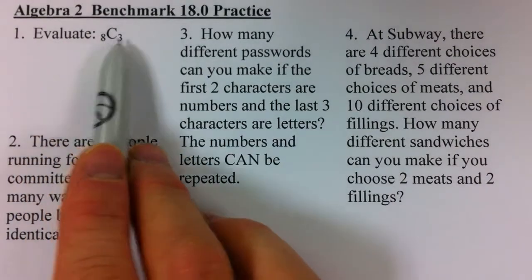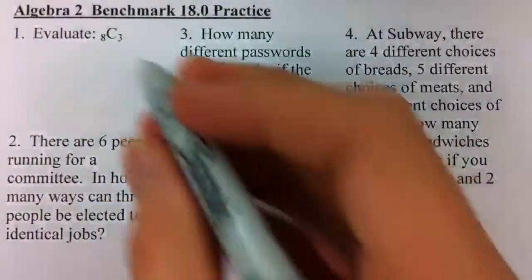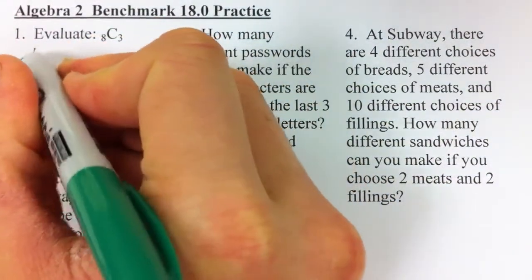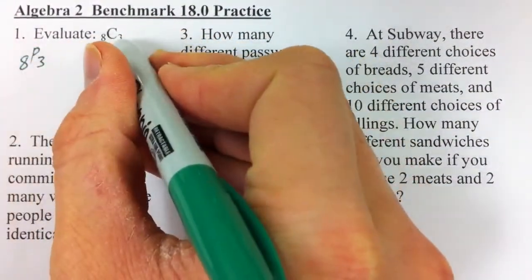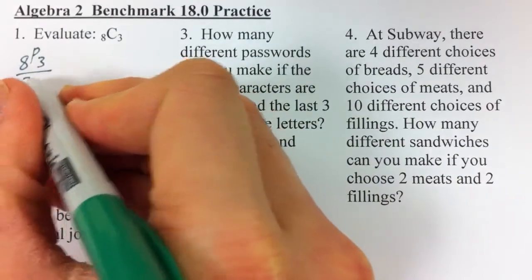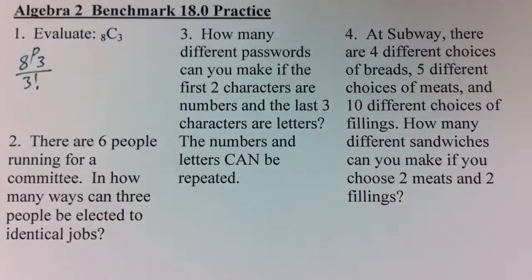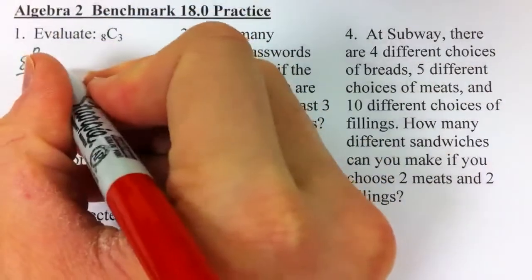In order to find 8C3, I think of it as 8P3 divided by the second number factorial. That's how I think of it. And how do we calculate that?